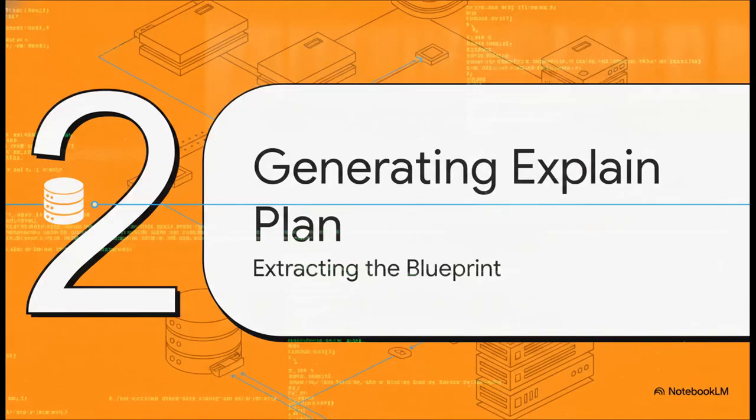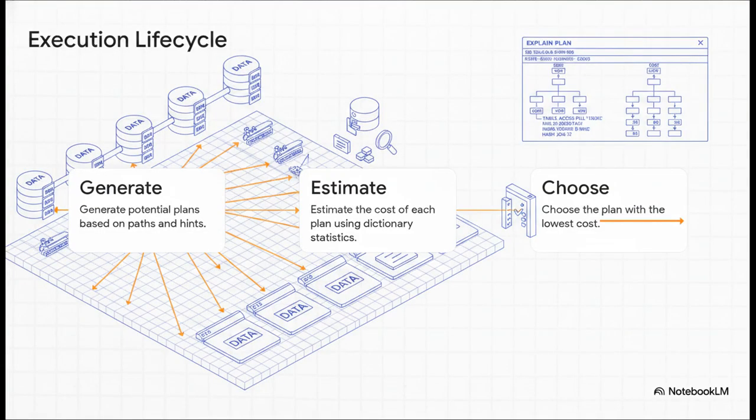Section 2. Generating the explain plan, extracting the blueprint. Now that we know how the CBO thinks, we need to know how to actually extract its roadmap. The SQL execution lifecycle really boils down to 3 sequential steps. First up, the optimizer generates a bunch of potential execution plans using the available paths and any hints you might have thrown in. Next, it estimates the cost for every single one of those theoretical plans based on your dictionary stats. Finally, step 3, it picks the lowest cost option. Our entire job as tuners is to intercept and analyze that winning plan.